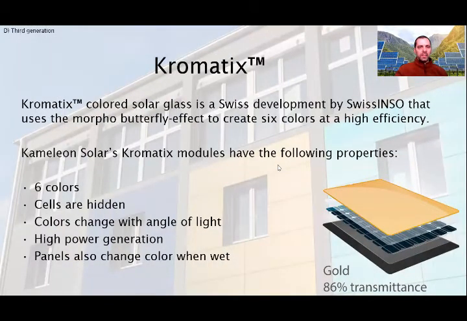Chromatics colored solar glass is an opaque glass option for solar panels, which gives the module an even color by hiding the solar components whilst maintaining high energy generation. Based on the viewing angle, chromatics modules seem to change in color, especially when wet. Chromatics colored solar glass is a Swiss development by Swiss INSO that uses the Morpho butterfly effect to create 6 colors at high efficiency. Cameron Solar's chromatics modules have the following properties.